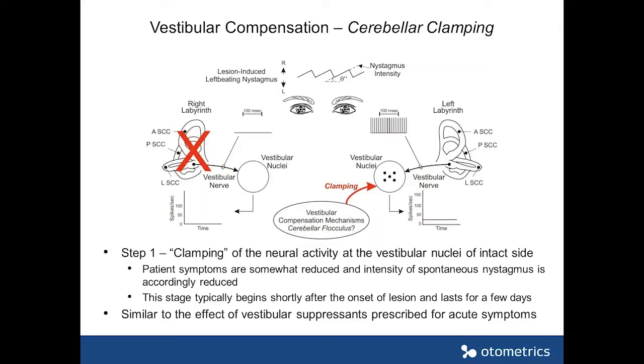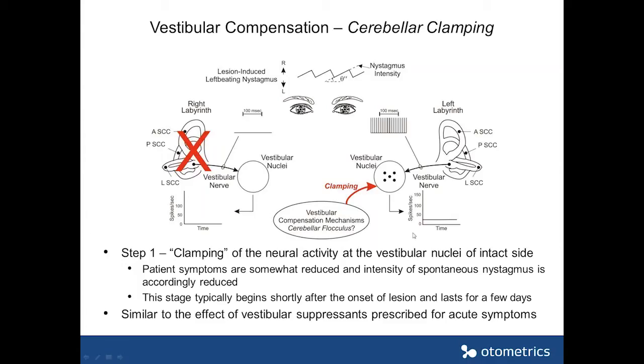The clamping stage essentially reduces the neural activity from the vestibular nuclei of the intact side, so the patient sees less asymmetry. As a result, the spontaneous nystagmus level decreases and the patient's symptoms become less. This stage is identical to when the patient is prescribed vestibular suppressants for control of the acute symptoms. That's exactly what a vestibular suppressant does. It reduces neural activity at the brainstem and cerebellar level. In this case, we're not getting any neural activity from the damaged side, so it reduces the neural activity from the intact side.